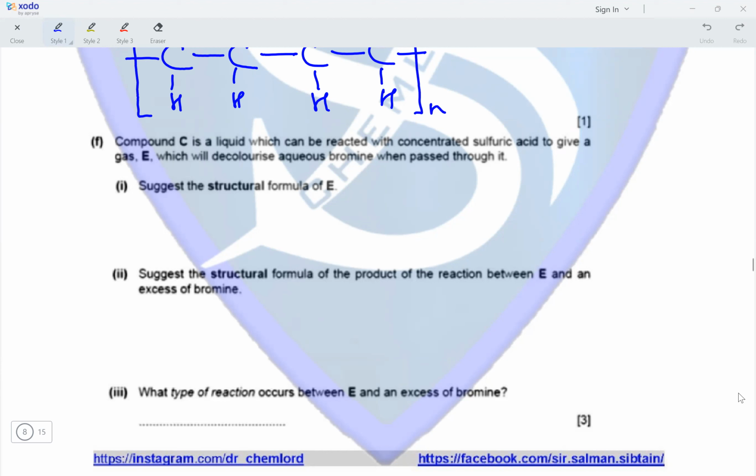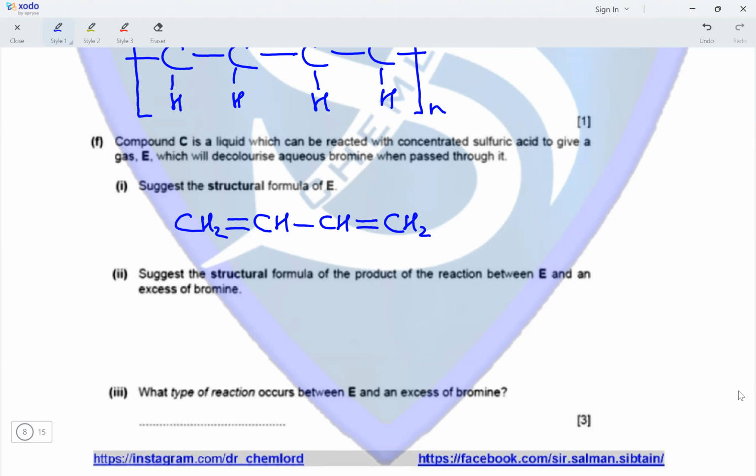So it will be CH2 double bonded to CH, single bonded to CH, and then double bonded to CH2. So this is the product which will contain two double bonds, and this is an alkene, so it will decolorize aqueous bromine. Suggest the structural formula of the product of the reaction between E and an excess of bromine.